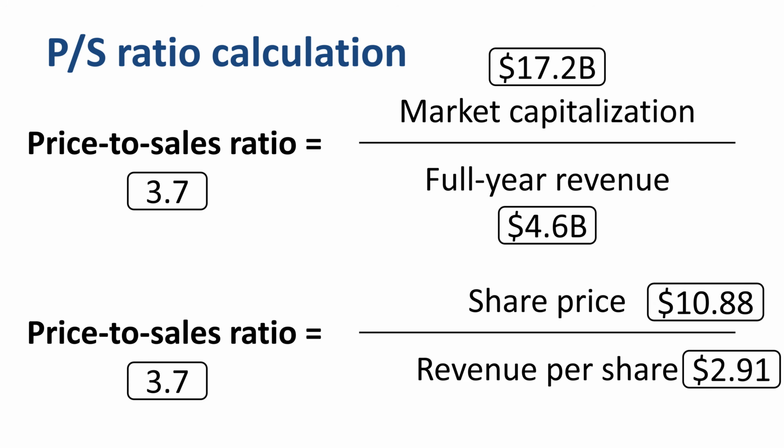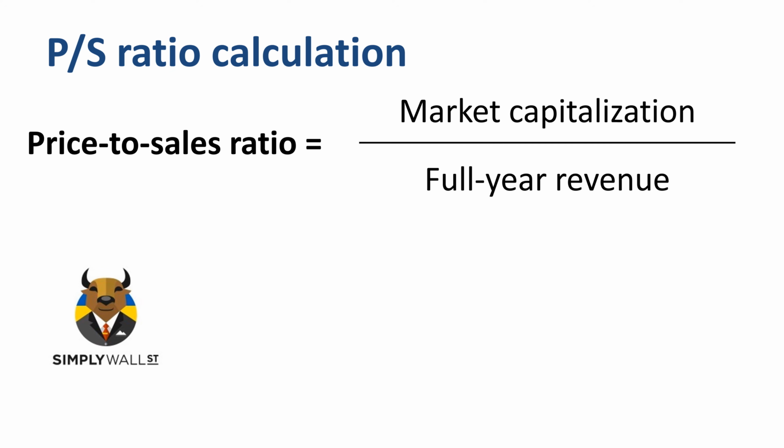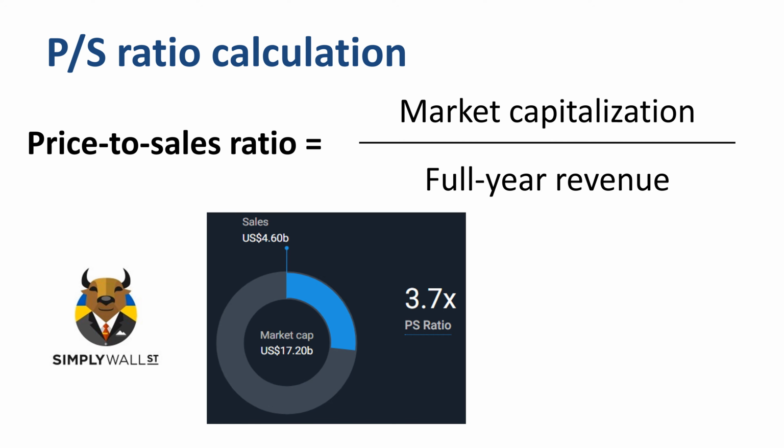Or if that's too much work for you, use a stock tracking website like Simply Wall Street and have them retrieve the data and make the calculation for you. Same outcome. Market cap of $17.2 billion divided by $4.6 billion of sales gives you a 3.7 PS ratio. The cool thing about Simply Wall Street is that they always provide the most up-to-date numbers.